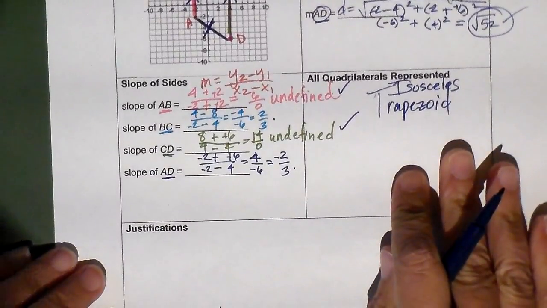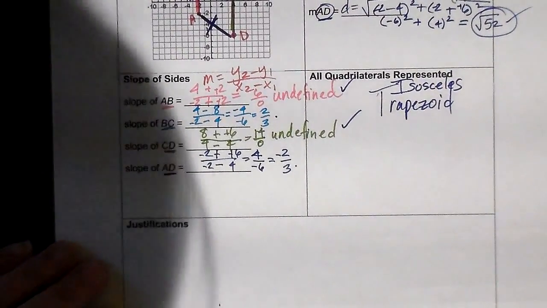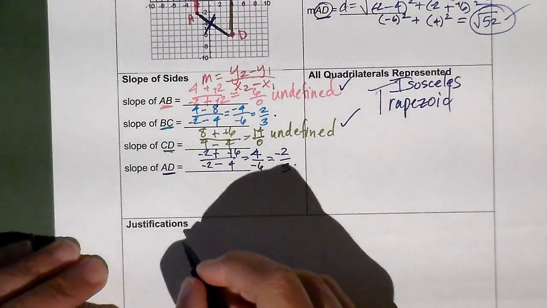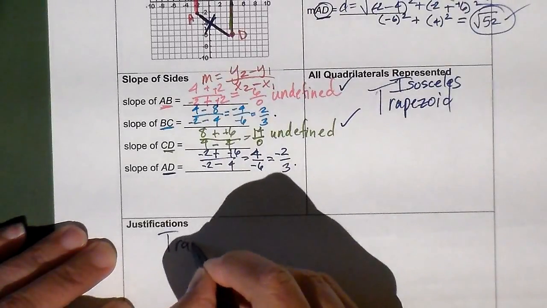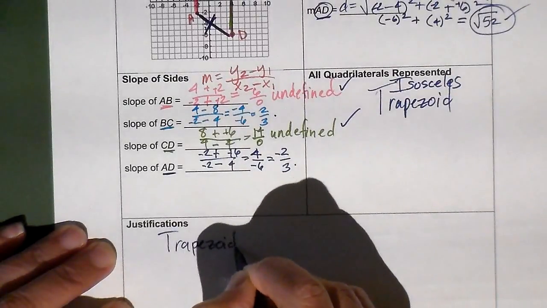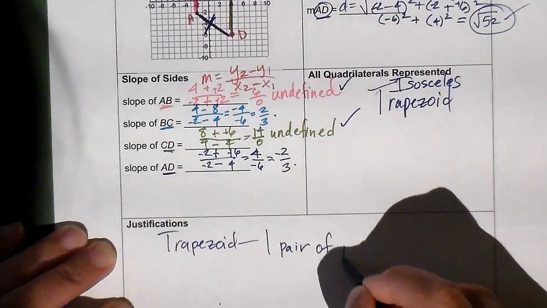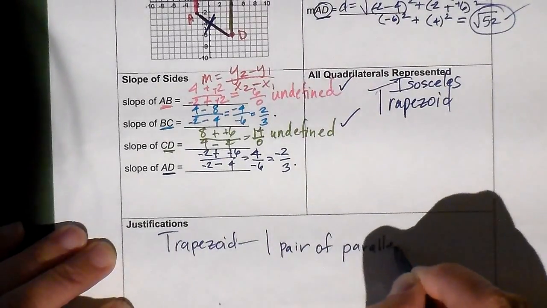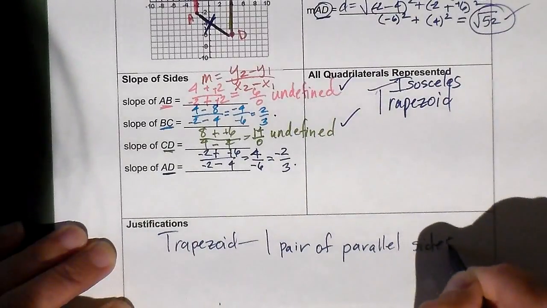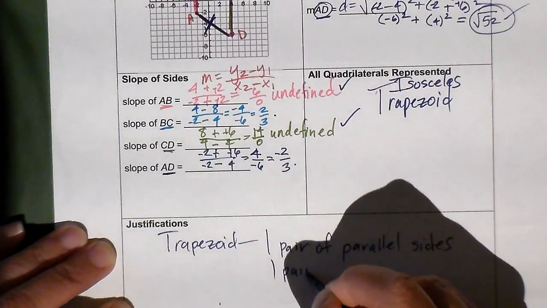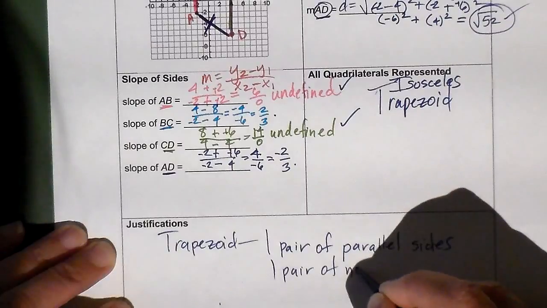So for my reasoning down here, to justify it, how do I know it's a trapezoid? Well, it has one pair of parallel sides and one pair of non-parallel sides.